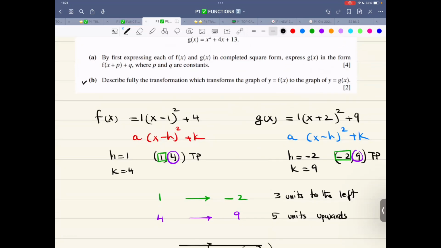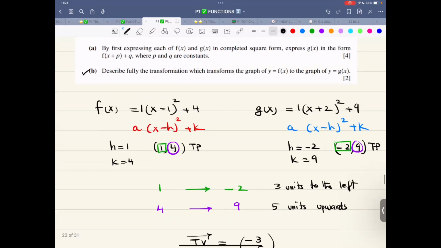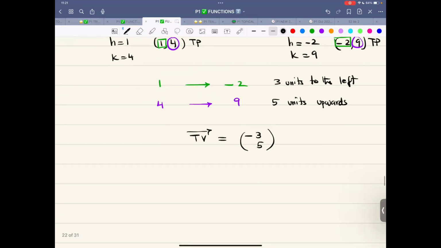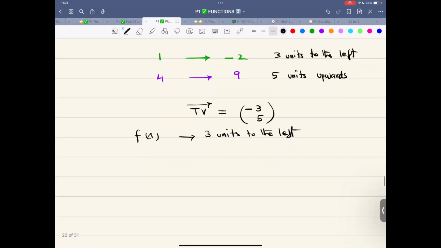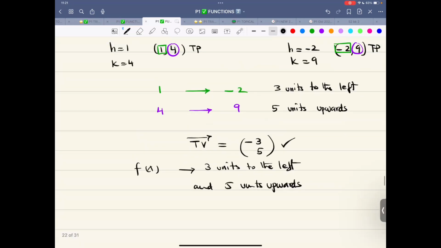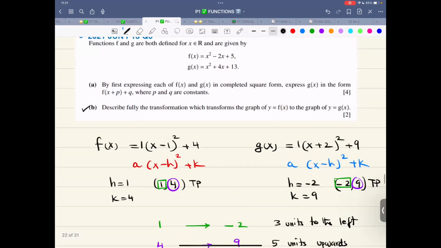Now they are asking us, first of all, I think I have answered part B first. Describe fully the transformation which transforms the graph of f(x) to the graph of g(x). So f(x) is moved 3 units to the left. And order as such does not make a difference over here. You could move left and then up, or first up and then left. It doesn't make a difference. And 5 units upwards. And the translation vector is right over here.